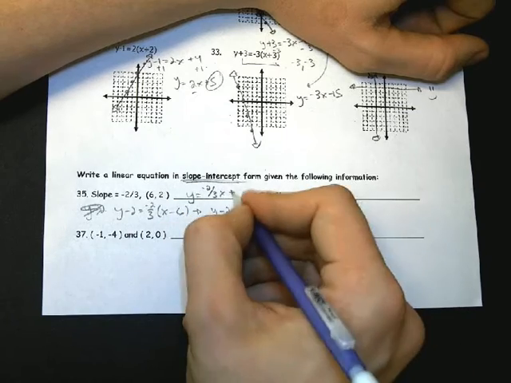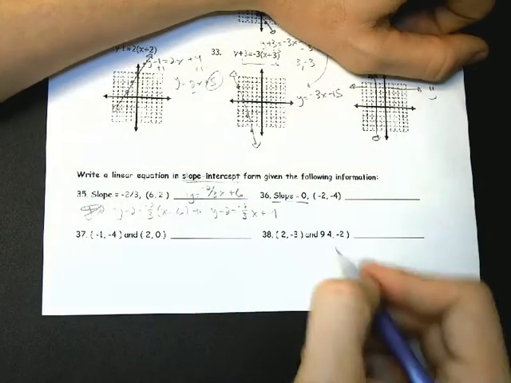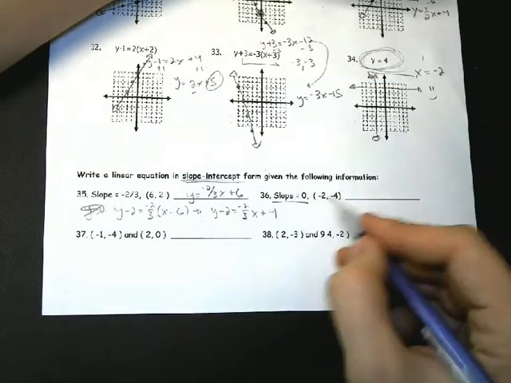Slope is 0. That's going to be a y equals. Since we've got a 4 in the y position, y is just going to be equal to negative 4.